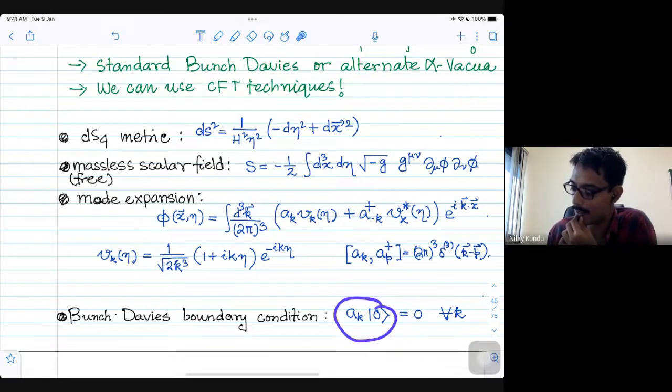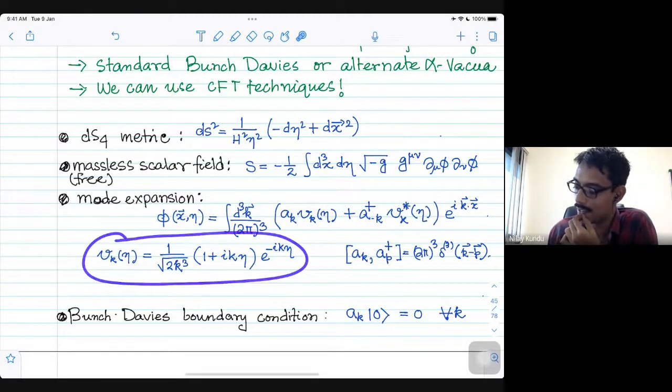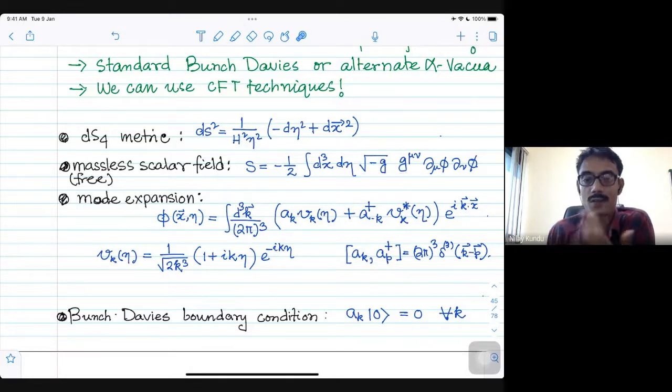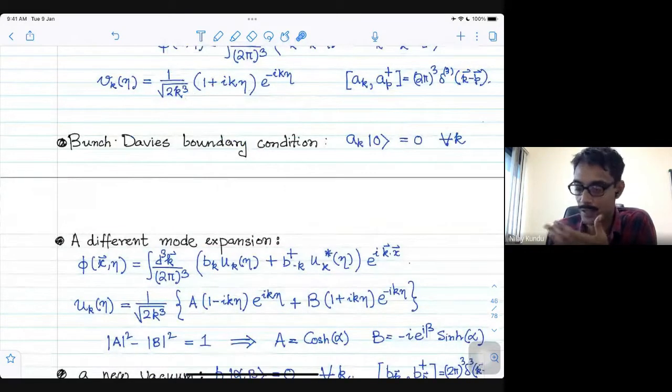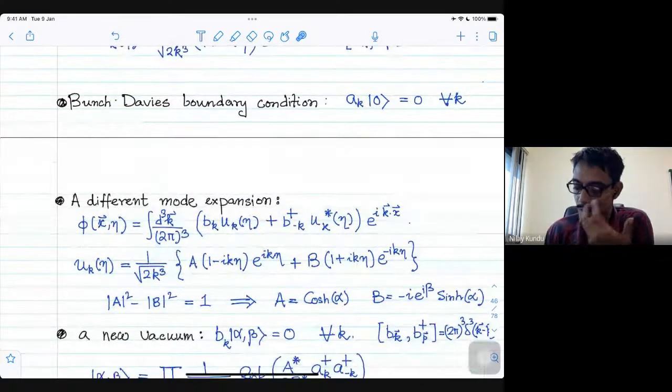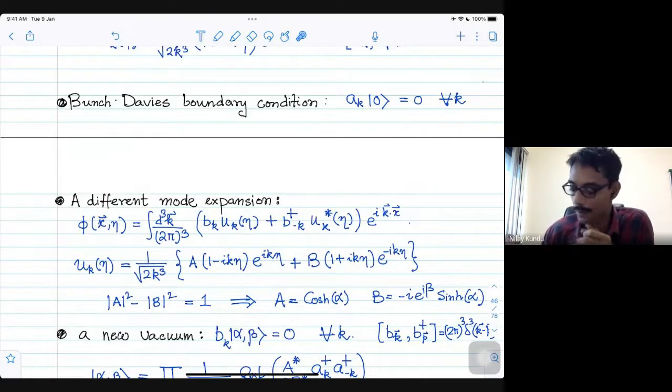Now, why is it special? Because while writing this as a solution of the classical Klein-Gordon equation, I've assumed the Bunch-Davies boundary condition that I discussed before. So this is the Bunch-Davies boundary condition, due to the mode expansion as I've written here. But since we are doing field theory in curved spacetime with a time-dependent background, there is no global definition of time, and hence we can probably do a different mode expansion. This is exactly the story of the Rindler vacua that is responsible for the Unruh effect.